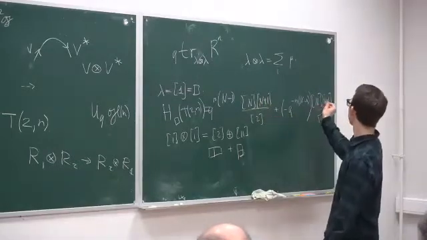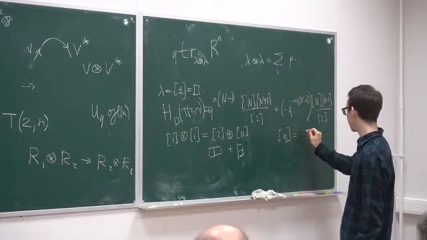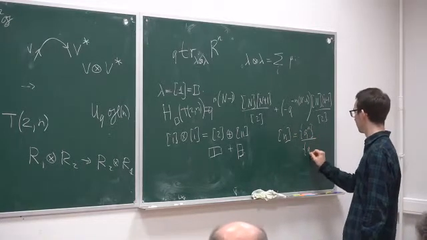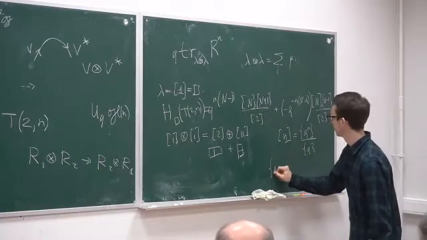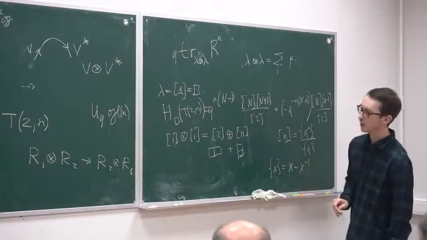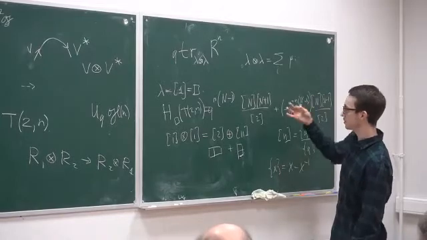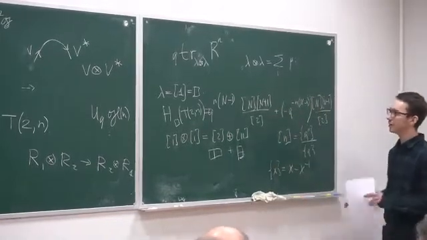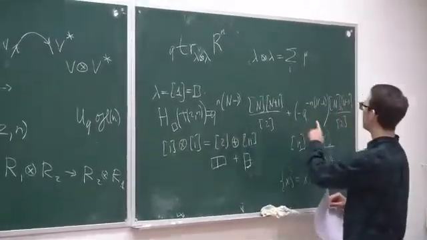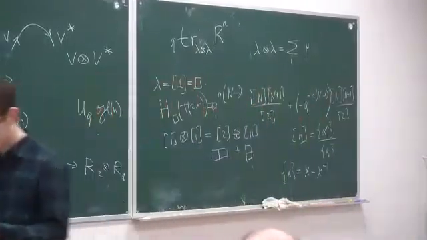I forgot to say the notations here. I denote by bracket n the quantum number, and this is q to the n minus q to the minus n over q minus q inverse. So these are graded traces, traces where we also weight with respect to the grading. And these two monomials are eigenvalues of the R matrix in this representation.